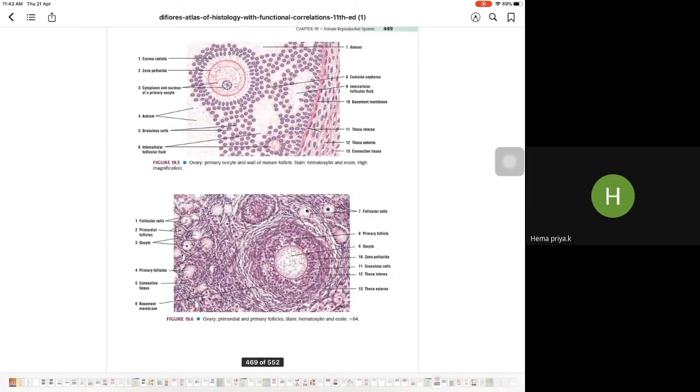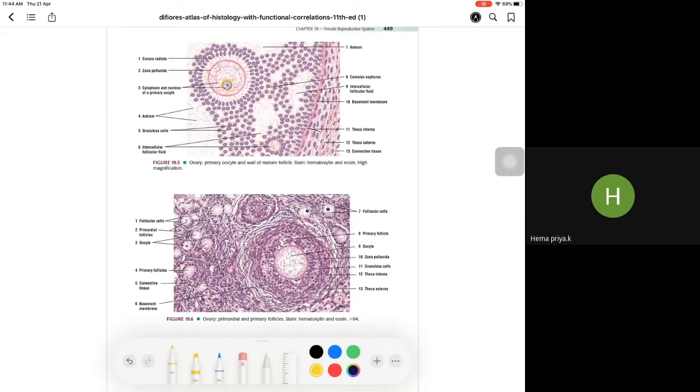Figure 19.5, ovary, primary oocyte and wall of mature follicle, stain hematoxylin eosin, high magnification. 1 to the left, corona radiata. 2, zona pellucida, cytoplasm and nucleus of a primary oocyte, antrum, granulosa cells, intercellular follicular fluid, antrum, cumulus oophorus, intercellular follicular fluid, basement membrane, theca interna, theca externa, connective tissue. All the germ cells will have prominent nucleoli.